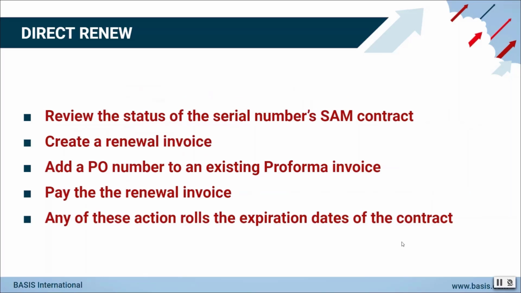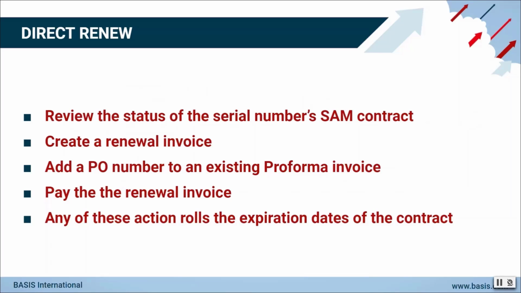In the Direct Renew app, the customer can check the status of a serial number SAM contract. Is it nearing renewal? If not, when will it be renewing? Has a Proforma invoice been generated for the renewal? Where do I go now to complete the renewal?